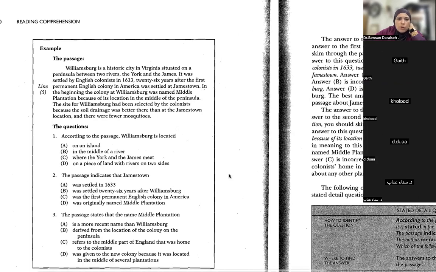I would like to go directly here and then go back to question 2, okay? Because I don't want to answer all of these and then go back to all of them together. So the answers to the questions are generally found in order in the passage, okay? That's how we're going to find them later.